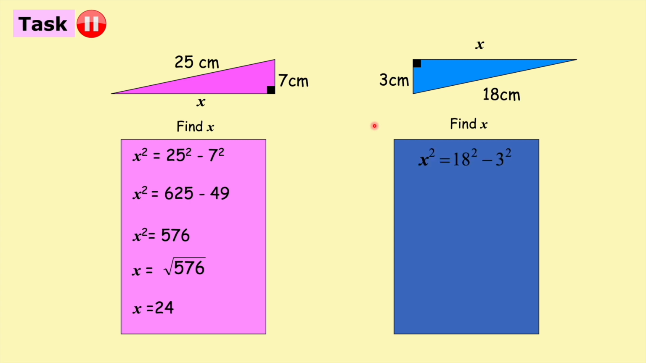Next question, same formula, so x squared equals 18 squared subtract 3 squared. To find 18 squared, type in 18 times 18 to get 324, subtract 9. You then want to just subtract that, so 324 subtract 9 equals 315. That's what x squared equals, but we just want x, so you need to square root that using your square root button on your calculator. And then you should have 17.75 centimetres, rounding that to 2 decimal places, and don't forget your centimetres like I have done. So well done if you got those correct.